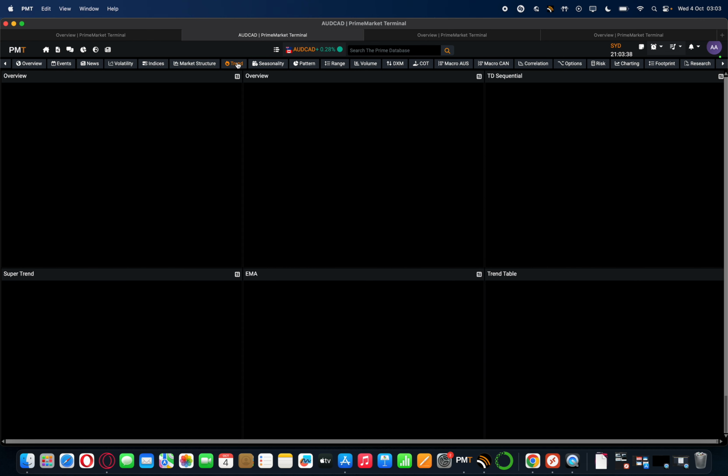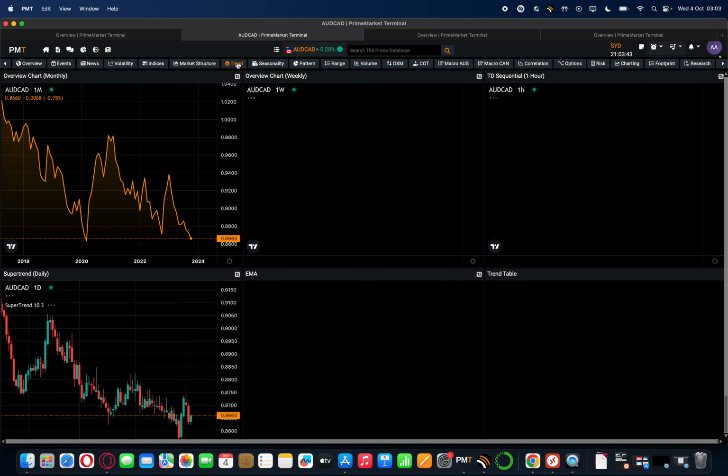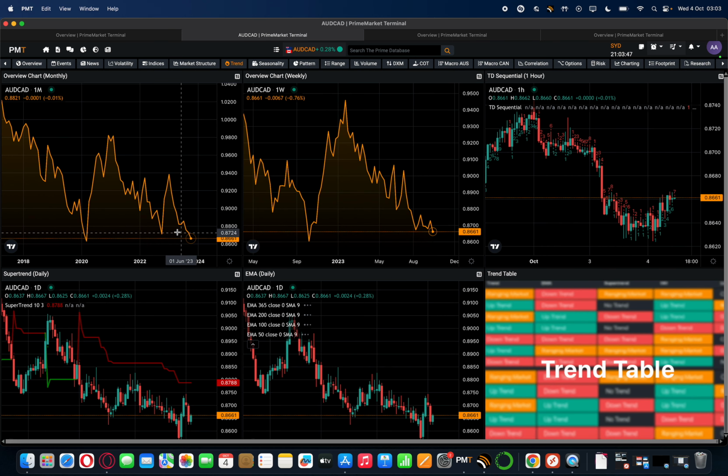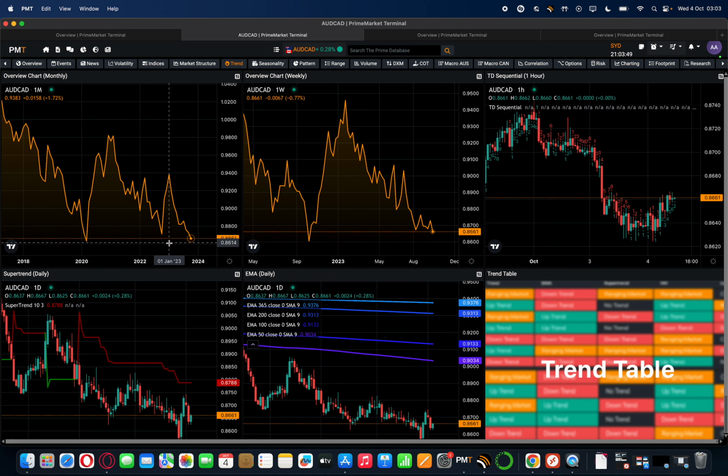So the trend, this is just going to tell you the overall trend on the monthly, weekly, daily, and so on. So it will just guide you so you're not trading against the trend. As you can see, this AUD is currently bearish on all time frames, monthly, weekly. It's just a confirmation tool actually.